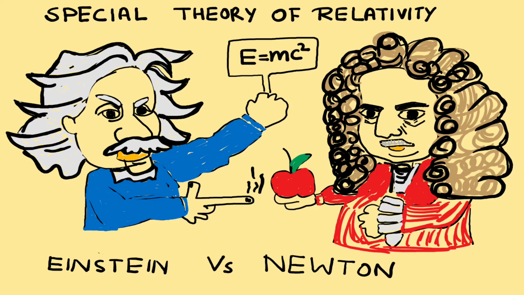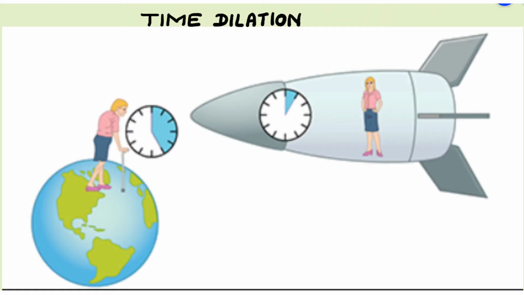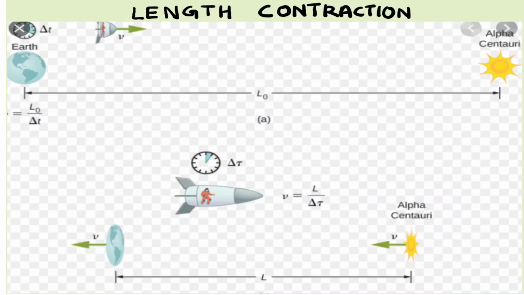Einstein explained the occurrence of time dilation and length contraction in his special theory of relativity. Also, Einstein postulated that there is a universal speed limit for light. The speed of light in all frames of reference is constant.